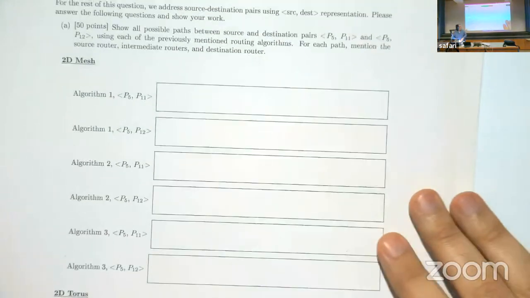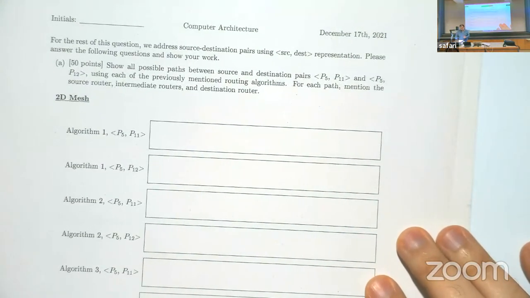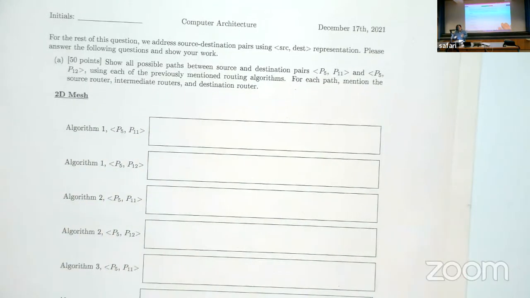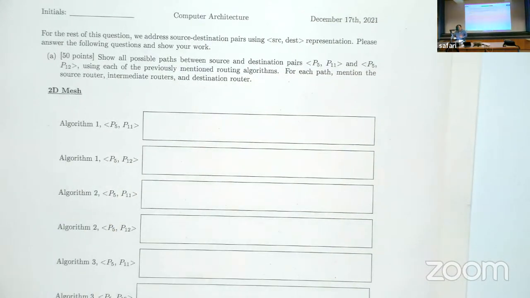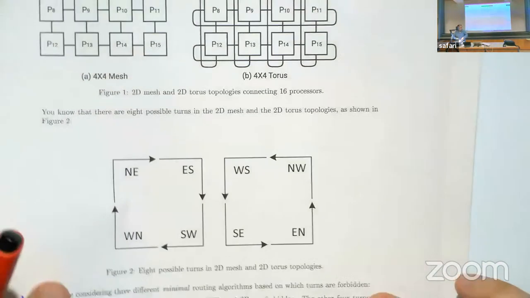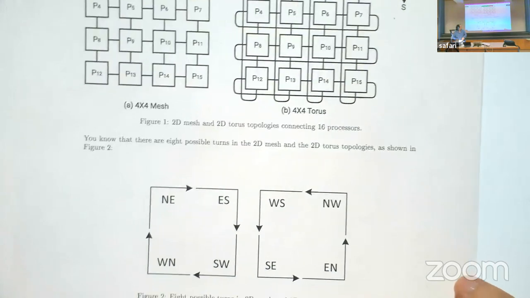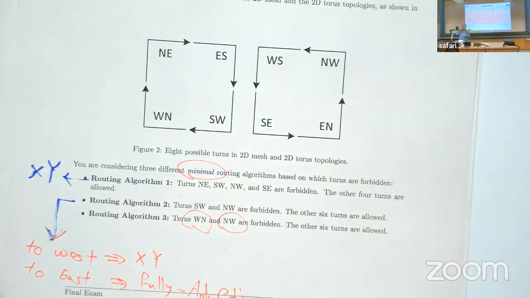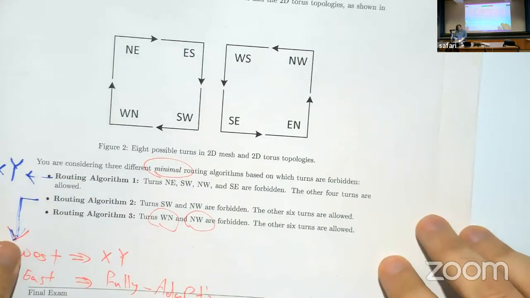Okay. So the first part, we are going to write some paths. We have two different source-destination pairs from processor 5 to processor 11. Also recall that these routing algorithms should be minimal routing. Do you know what minimal routing means? It means that we need to take the minimal number of hops from the source to the destination. It is important to consider it.